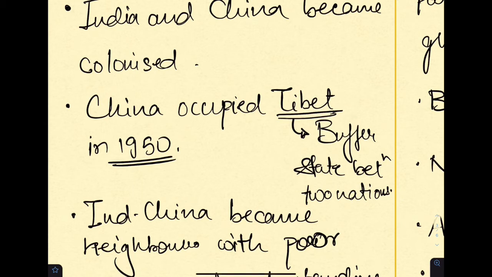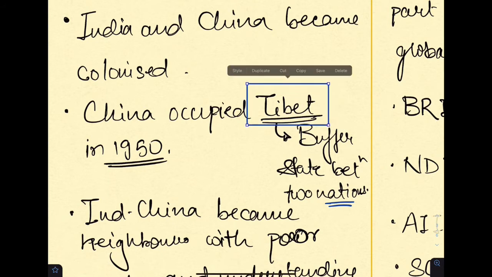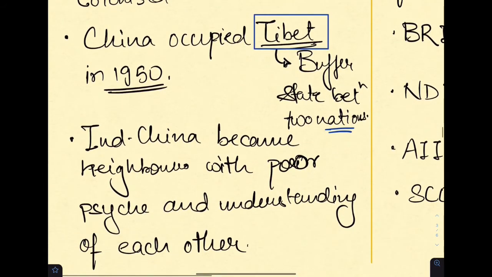Now Tibet has always served as a buffer state between the two nations. These two nations were separated by this land of Tibet, and they had no formal contacts. When Tibet dissolved, this made these two big giant economies become neighbors, and then India and China became neighbors with poor psyche and understanding of each other. So they did not understand each other. They do not know why they again became neighbors. The disputes came along with that.